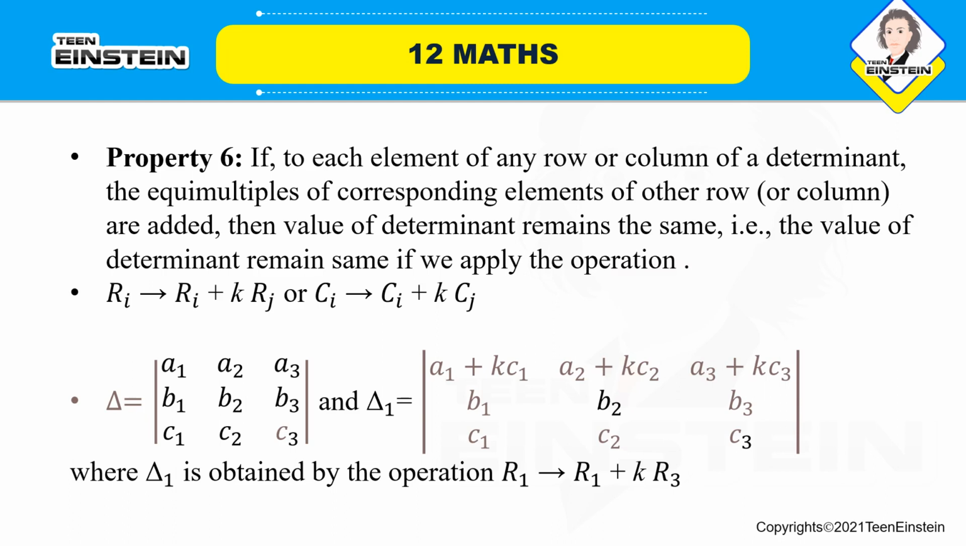For example, if delta is the determinant A1, A2, A3, B1, B2, B3, C1, C2, C3, and delta 1 is obtained by considering the third row elements C1, C2, C3, multiplying the elements of R3 by k and adding them to R1, you get A1 plus kC1, A2 plus kC2, A3 plus kC3 in the first row. The corresponding operation is R1 goes to R1 plus k into R3.